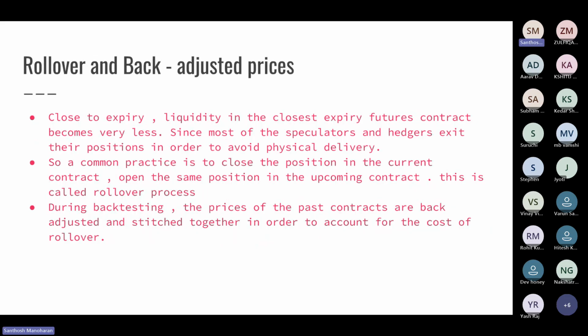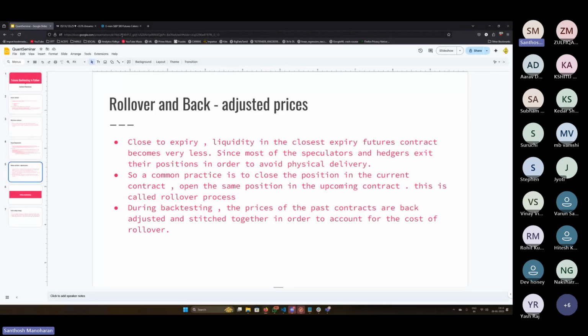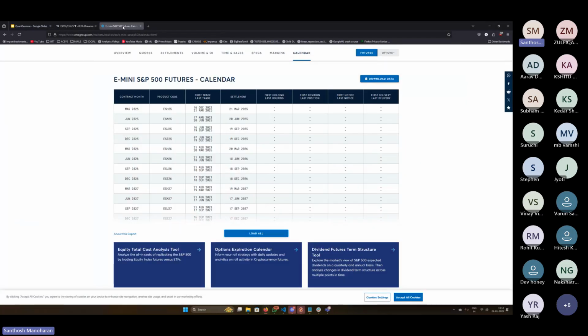So, rollover and back-adjusted prices. I'll show you the CME's E-mini futures calendar. Futures are not continuous contracts. You have a rolling contract. For example, if you can see, ESH25 trades between 16th December 2022 to March 2025. It's usually the case that the current contract month will have the highest liquidity.